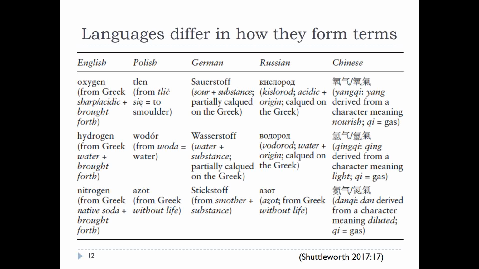And then we move to Chinese, and the terms here are yangqi, qingqi, and danqi. And what we see happening here is that the first, in each case, the first character has been created specially for that term, but it's been created on the basis of existing characters. So different languages will create their terminology in rather different ways.